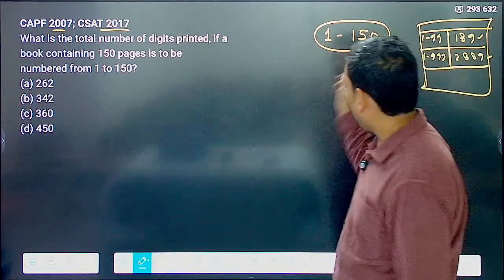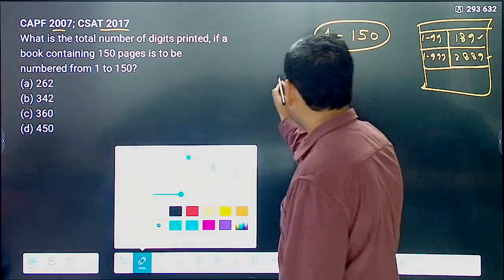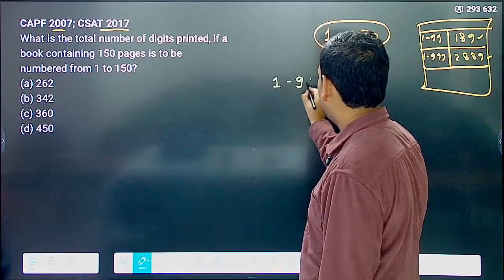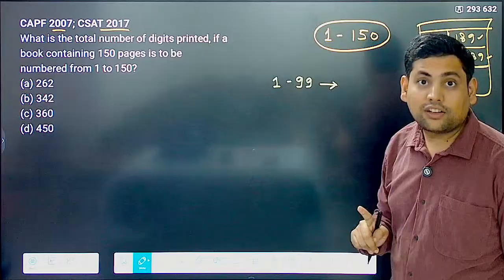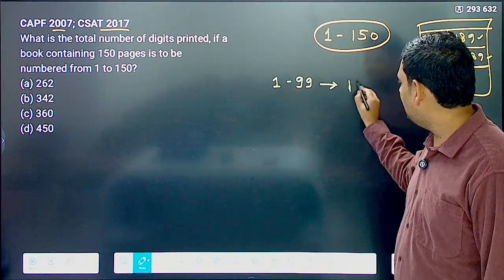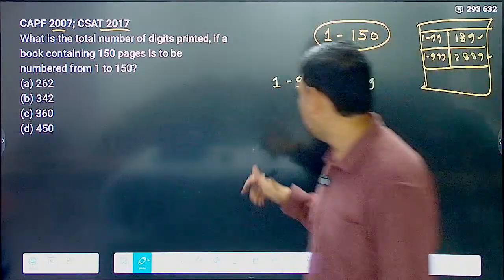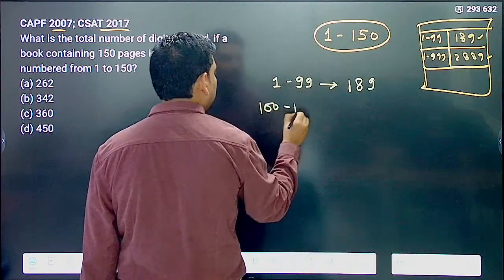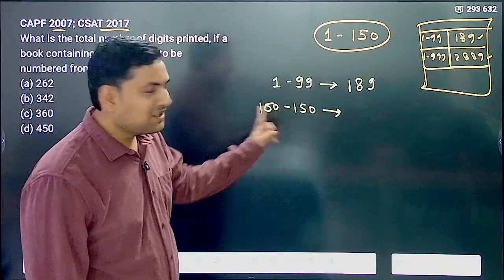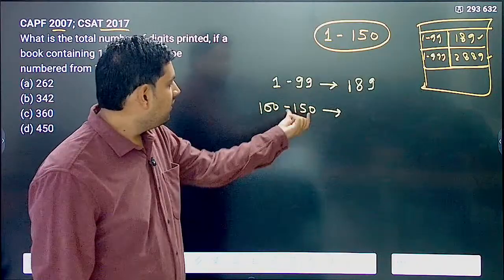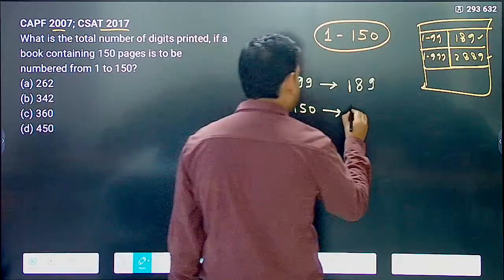So first thing, I want to use this table, correct? So I'd go 1 to 99. 1 to 99, how many digits are used? 189. This too, anyway you remember. Now, how many more numbers are there? From 100 to 150 is what I have to count. How many numbers? You have learned this is b minus a plus 1. 150 minus 100, 50 plus 1. So what you get here, 51.